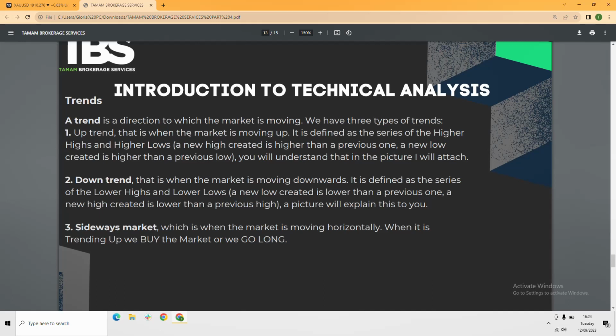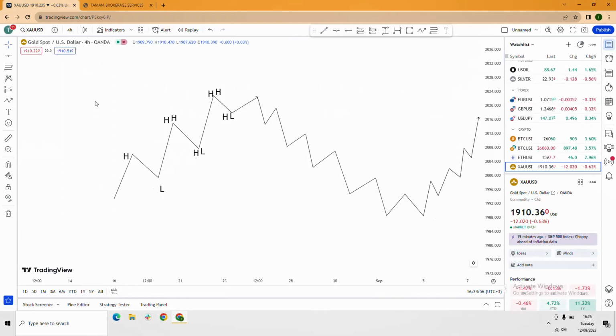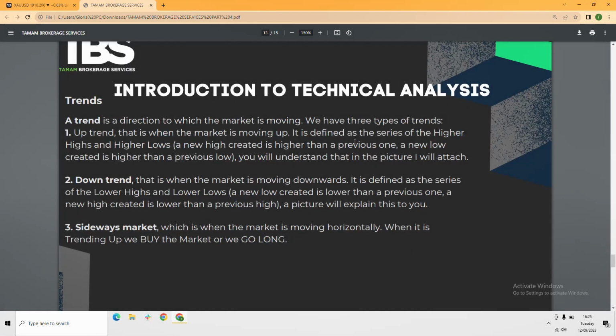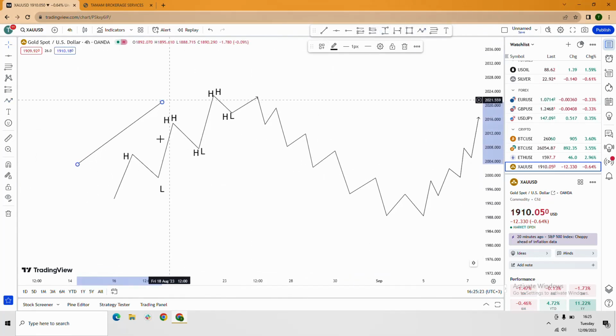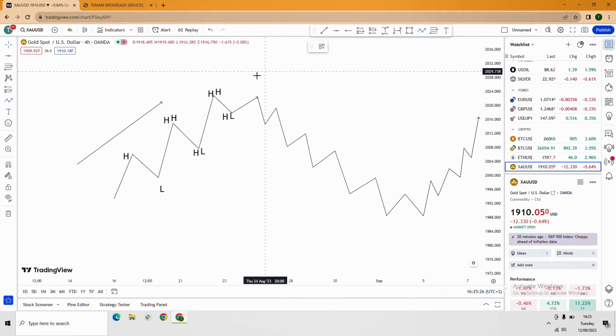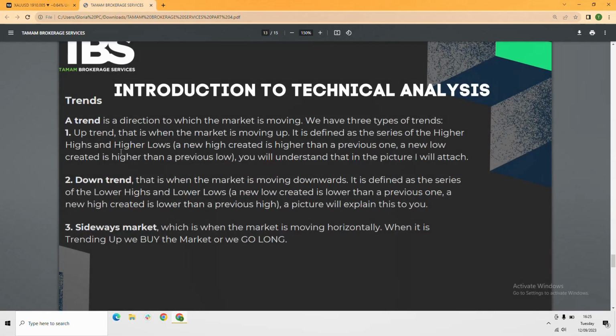So you're seeing an uptrend, that is when the market is moving up. It's defined as a series of higher highs and higher lows. A new high created is higher than the previous one. If this is a new high, it's higher than this previous one. A new low created is higher than the previous low. We had a low here, a new low was created, and it's higher than the previous low. So this is an explanation that the market is still in an uptrend. Similarly, the same thing applies to a downtrend, that is when the market is moving downwards. It is defined as a series of lower highs and lower lows.